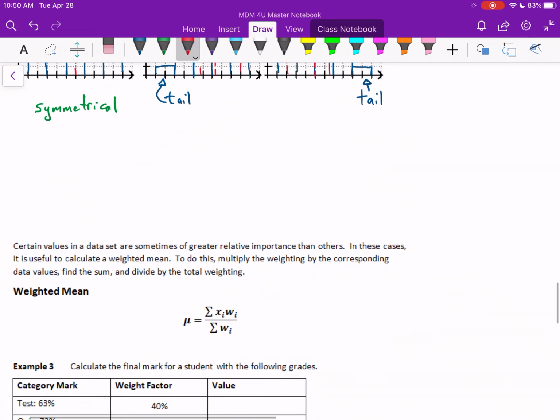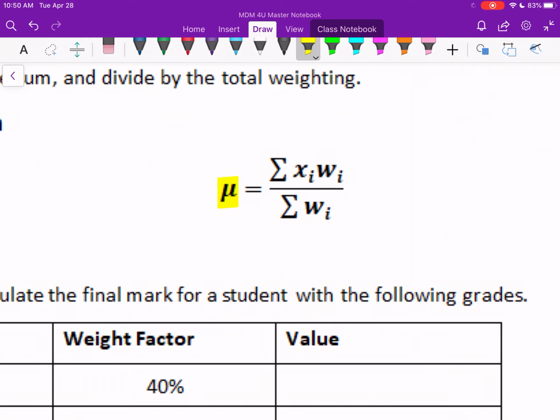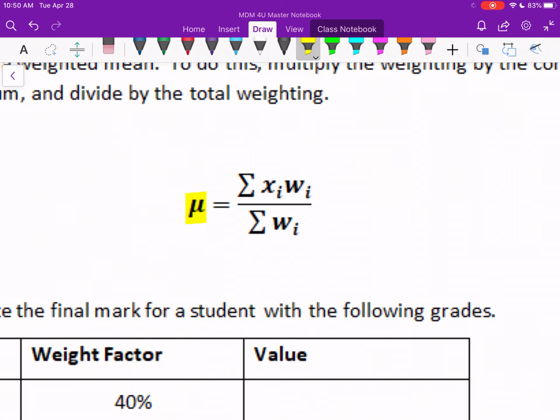Well, let's take a look at this formula. And it says mu, again, this could just as easily be a sample, so it could be x bar. So don't get hung up on whether it's mu or x bar at this point. We have to pay attention to that for some other things. But take a look at the right-hand side of the equation. Now we have sigma x sub i times w sub i over sigma w sub i.